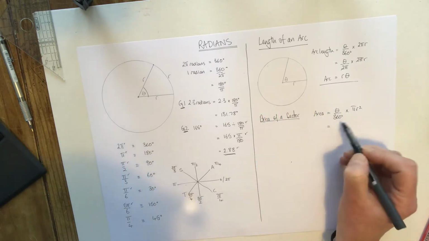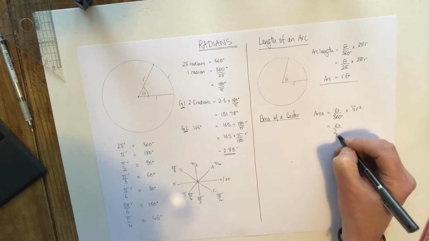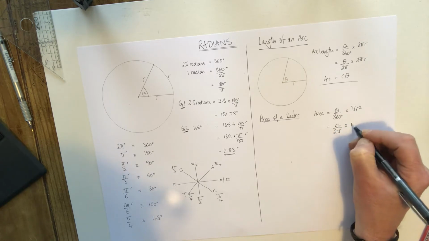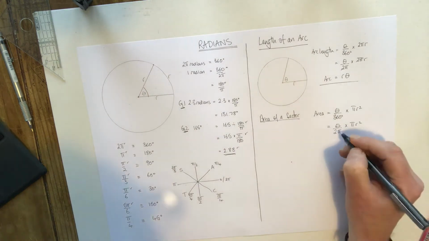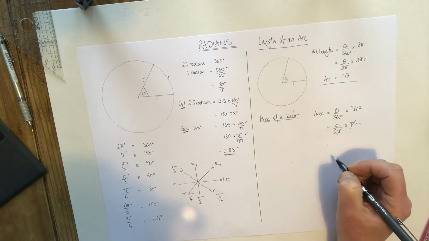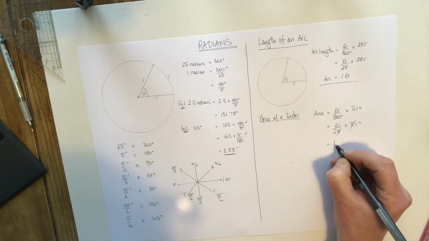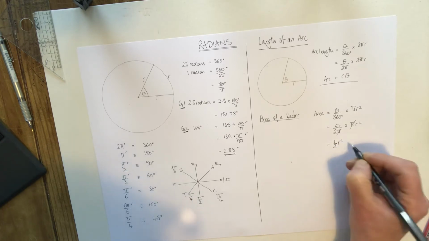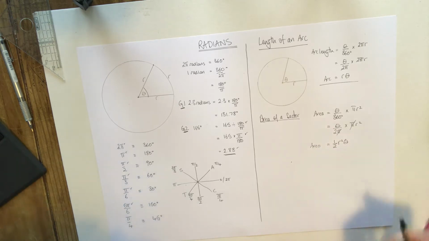So once again, this is not 360, this is 2 pi. So I've got theta over 2 pi times pi r squared. And I'm sure you can see that the pi's can cancel. So I'm left with theta over 2 times r squared, which you often see written as half r squared theta. So the area of a sector is half r squared theta. And once again, it's a straightforward formula.